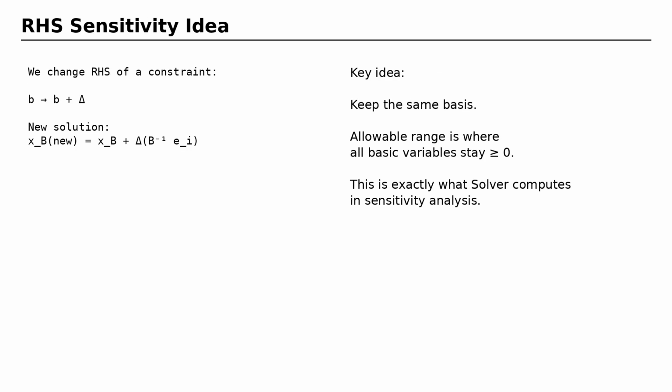Now we study how changes in the right-hand side affect the solution. If we change a constraint from b to b plus delta, the new basic solution becomes xb plus delta times a column of b inverse. The key idea is to keep the same basis and ensure all basic variables remain non-negative.